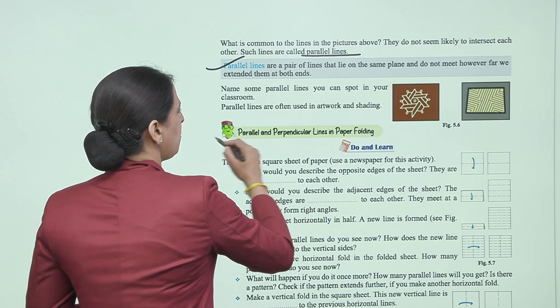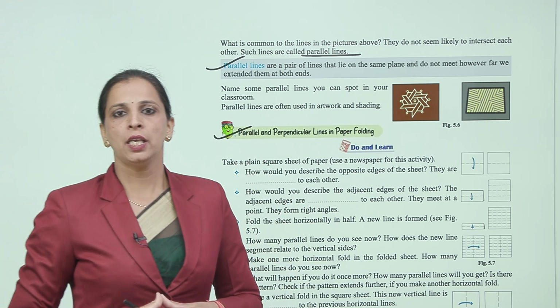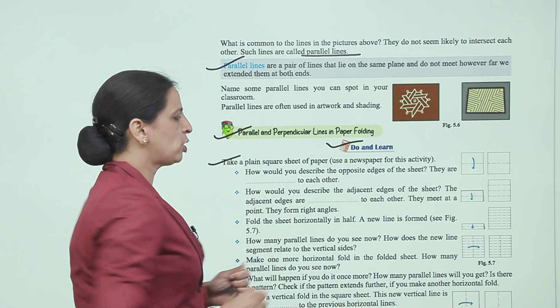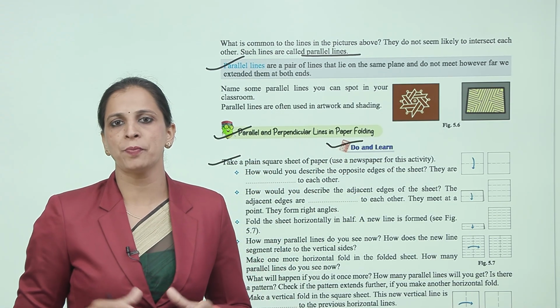Now, parallel and perpendicular lines in paper folding. Do and learn. Take a plain square sheet of paper. Use a newspaper for this activity.